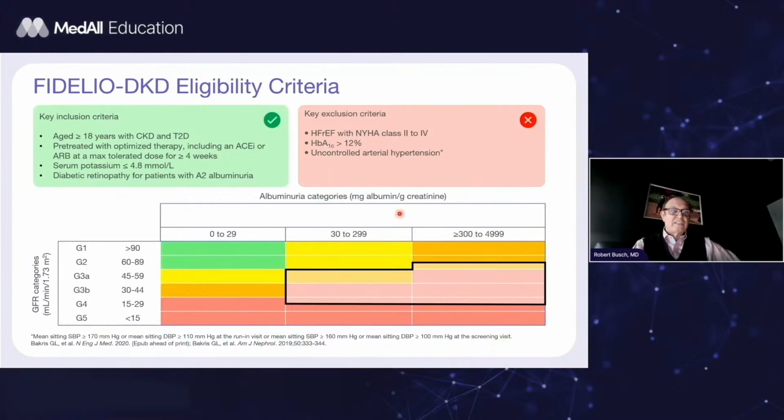Now, how'd you get into the study? You had to be over 18, you had to have proteinuria, and you had to have a potassium that was reasonable, otherwise you can get hyperkalemic from this, and you had to have some albuminuria. How much albuminuria? You could see your urine microalbumin was 30 to 299 or over 300, but with 30 to 299 you got in if you had retinopathy. But if you had a lot of albuminuria, you didn't have to have retinopathy. So that's what got you into the study.